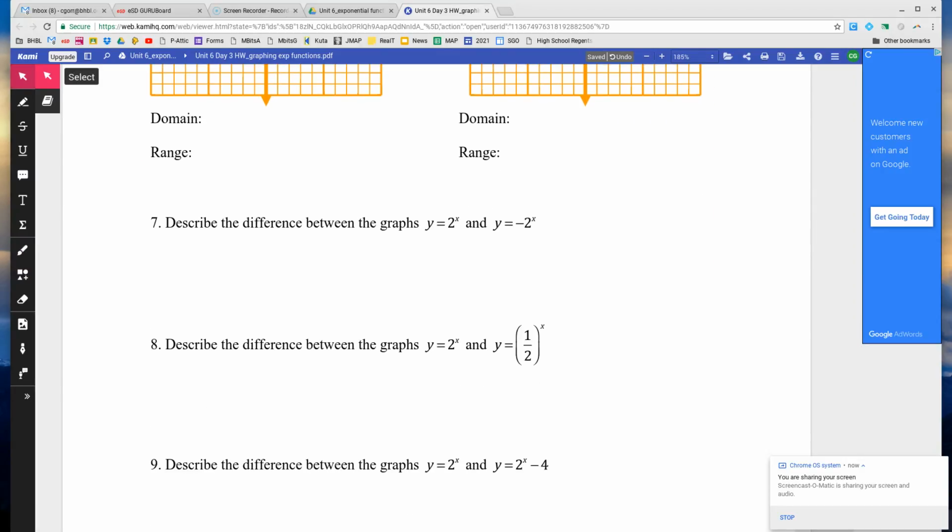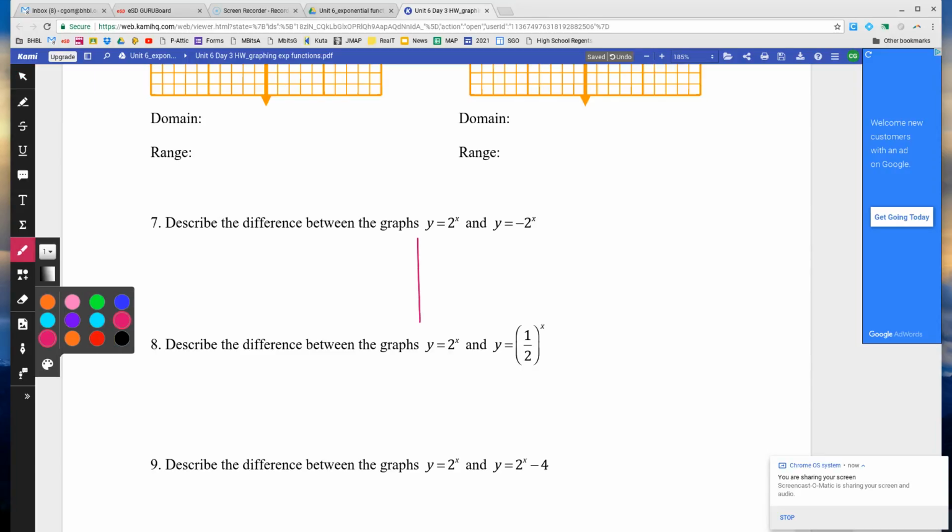And I do want to talk about number 7. In number 7, I have: what is the difference between the graphs y equals 2 to the x and y equals 2 to the negative x? So if I take a coordinate plane, little xy axes there, and I plug these into my graphing calculator, I get a rough sketch here. In a rough sketch, this is going to look somewhat like this one, and when I put a negative in front of it, it's going to look something like that.